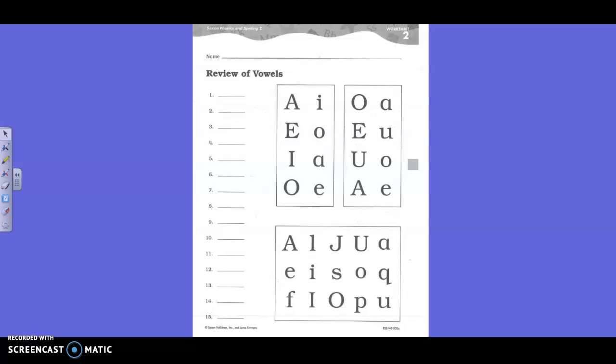Before we start, I want to ask you, what were these called yesterday? The letters that we looked at yesterday and the ones that we just reviewed? A, E, I, O, and U. What are those called? Vowels. How many vowels were there? 5 vowels.